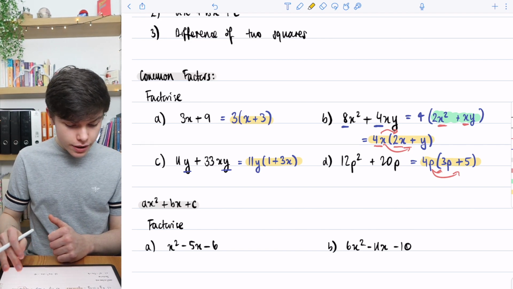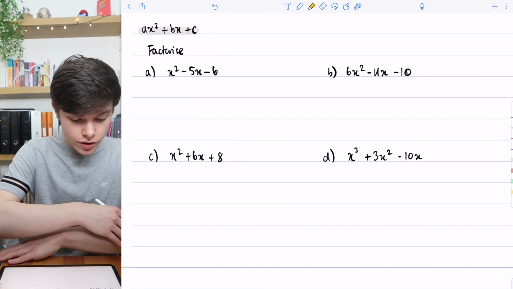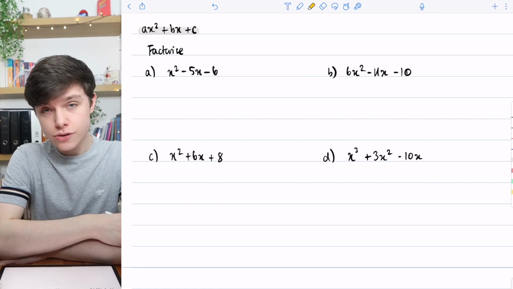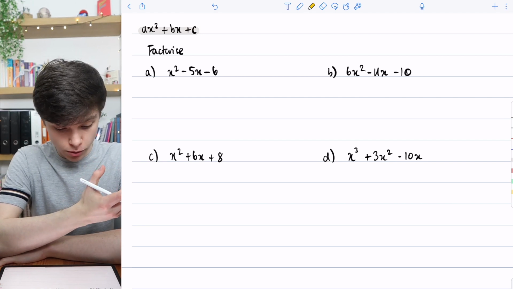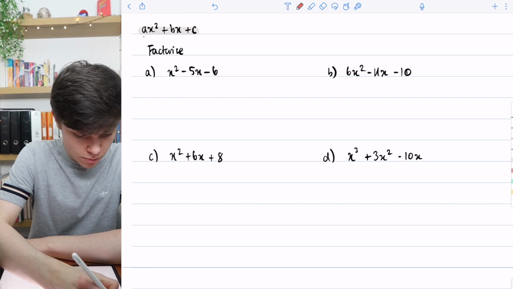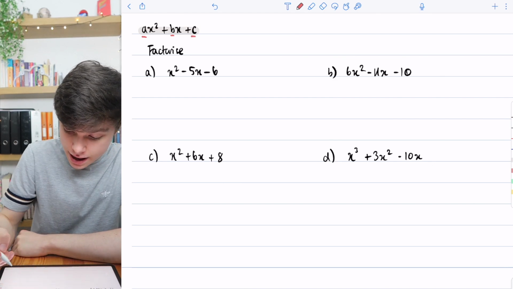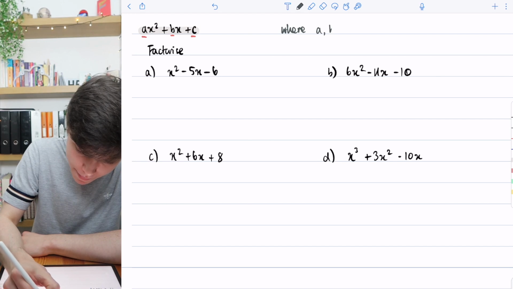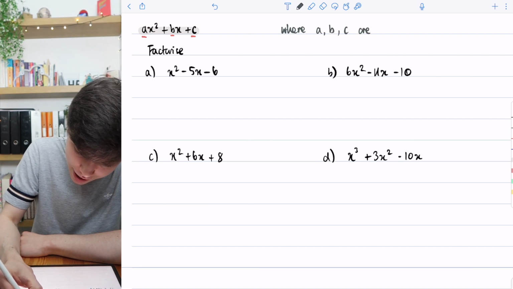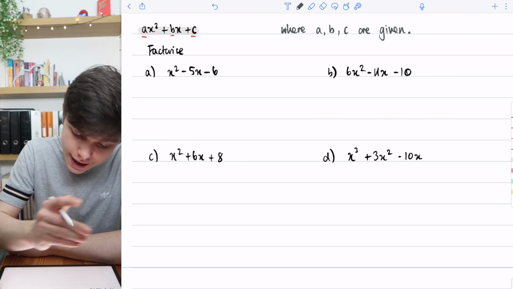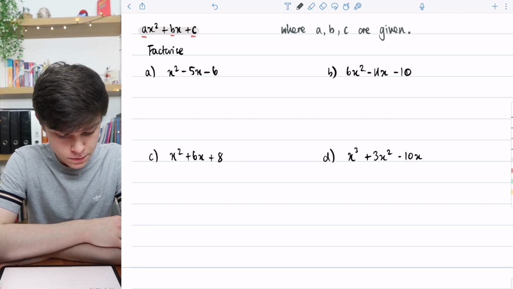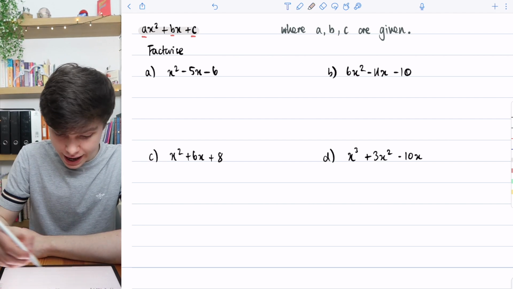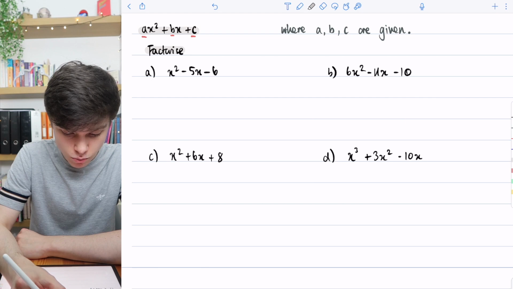Okay, now we're going to have a look at what happens when we've got them in the form where we have x squared minus some x minus some constant. So we've got some coefficients here, a, b and c. And I should really write here where a, b and c are given in the question, okay? So let's have a look at the first one. I'm going to demonstrate what we need to do again by examples, because I think that's the easiest way.